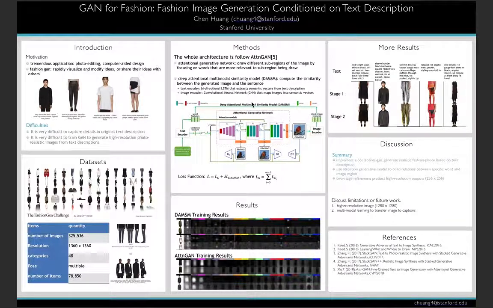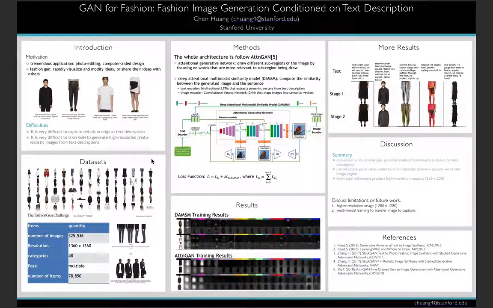The difficulty for this project is, first, it's very hard to capture the detail in the original text description if we use the traditional LSTM. And the second difficulty is that training a GAN to generate a high resolution photorealistic image from the text description is very hard. So that's the introduction.